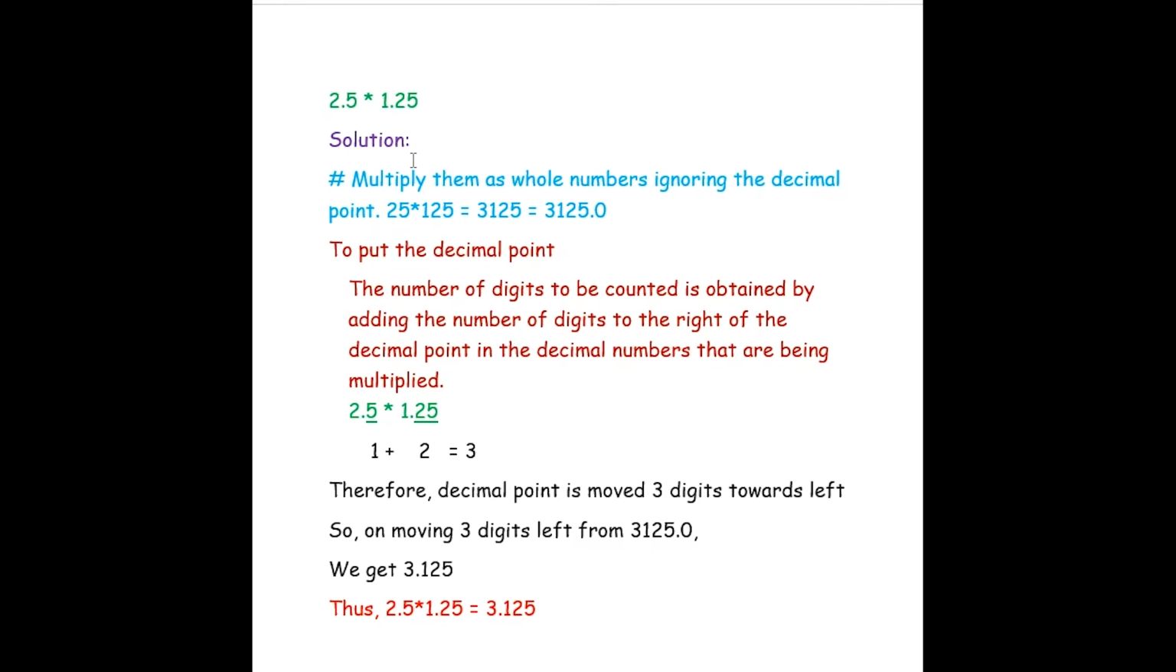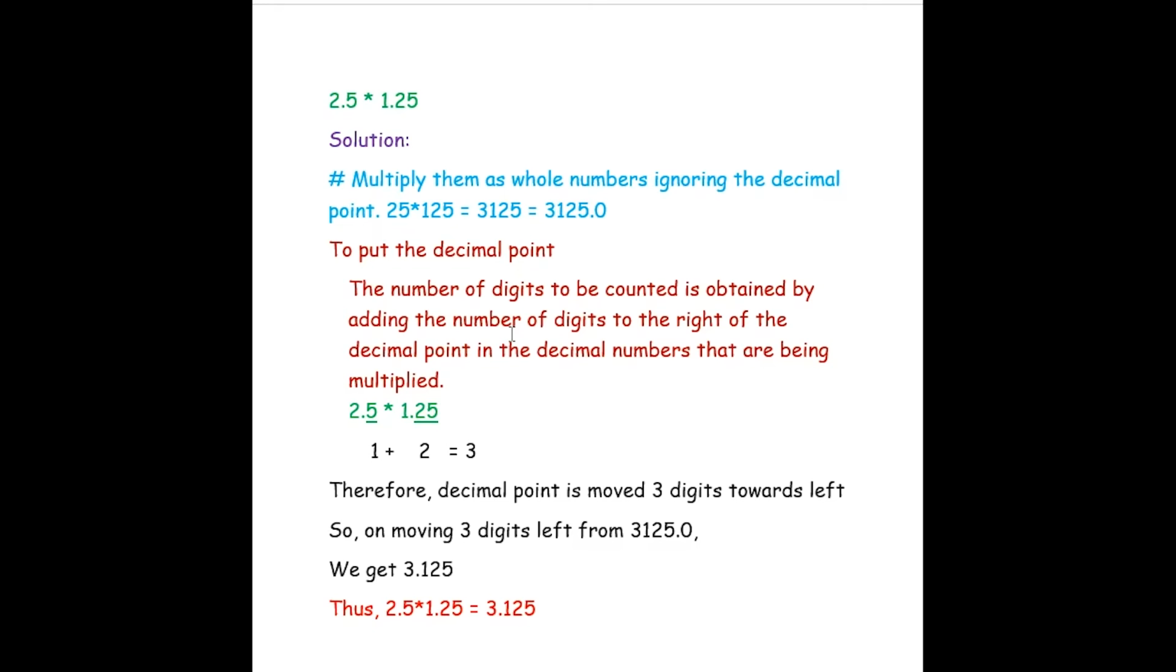Next question is 2.5 into 1.25. Solution. What is our first step? We want to multiply it as a whole number ignoring the decimal point. That is 25 into 125. If you multiply this, you will get 3125. How to express this as a decimal number? 3125.0, so that the value will not be changed.